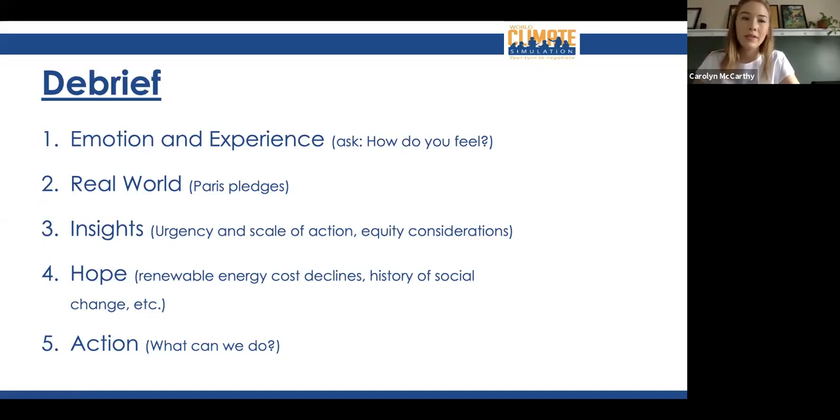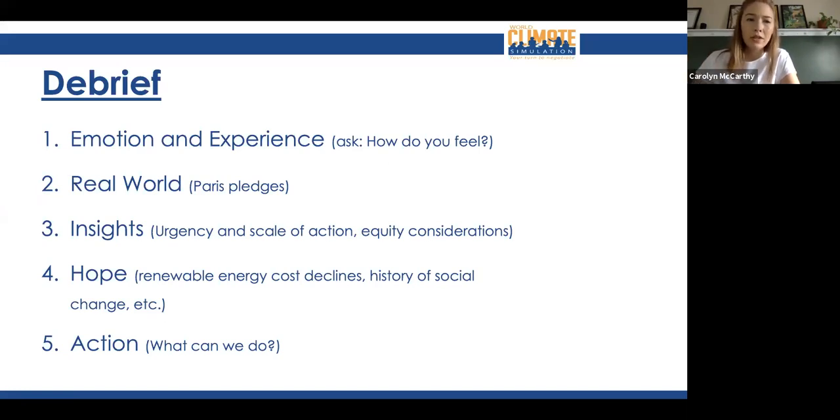And that could be anything about the scale and urgency of climate action that's needed from looking at the model, or maybe it's from some of the insights that come from the experience stepping into a role of someone else, whether you're in the position of a developing nation or you're in the position of the US. You can see that there are some insights about those types of power struggles and different equity considerations.